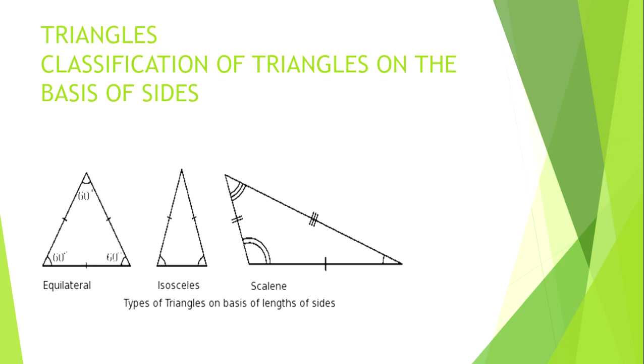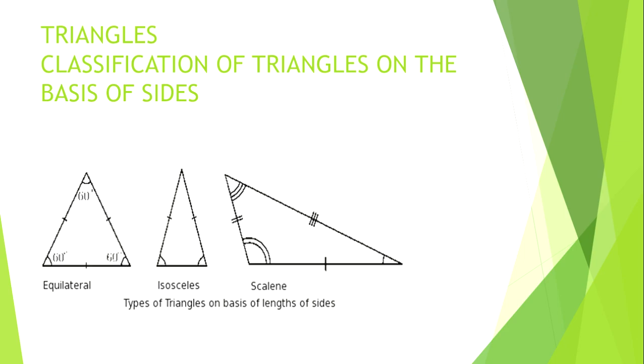First is equilateral triangle. A triangle having all sides equal is called an equilateral triangle. The second one is isosceles triangle. The triangle having two sides equal is called an isosceles triangle. And the third one is scalene triangle. A triangle having three different sides is called a scalene triangle.